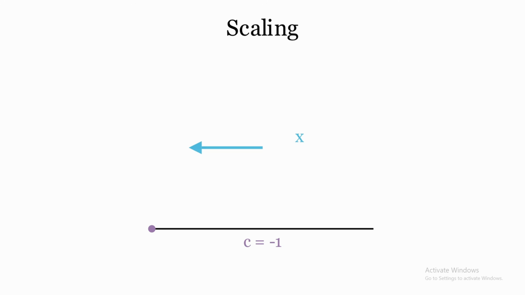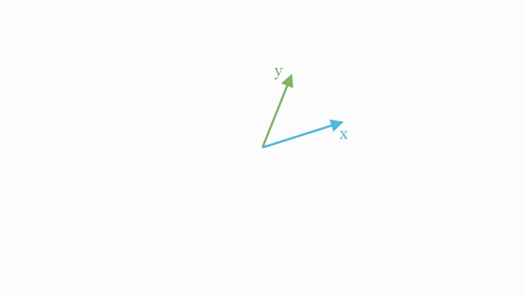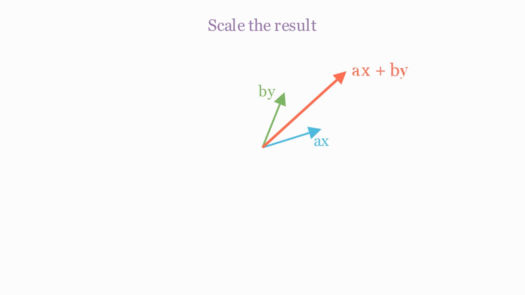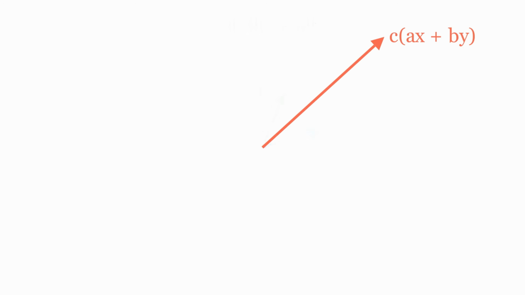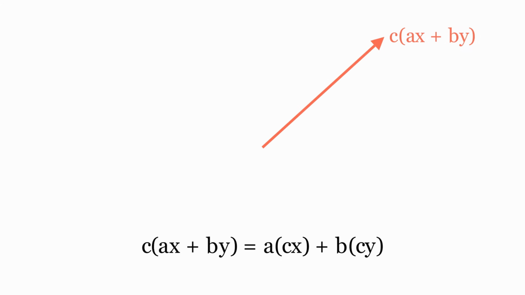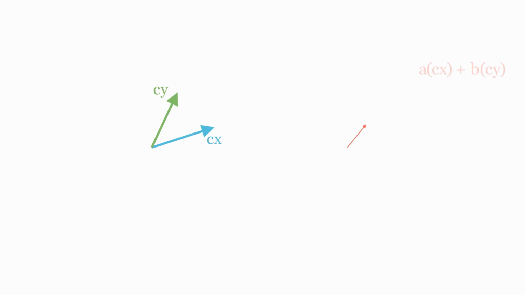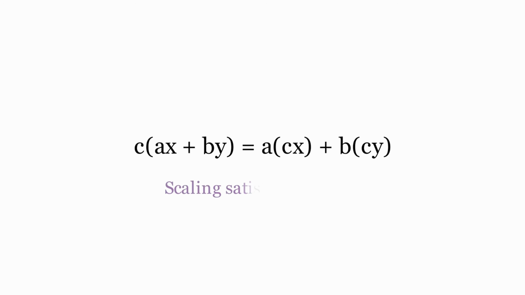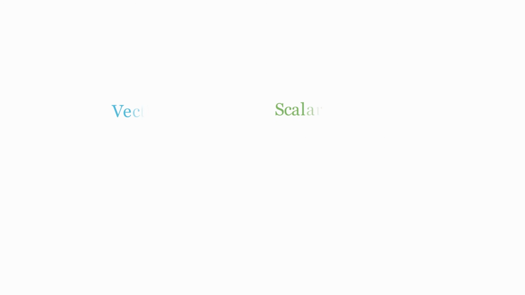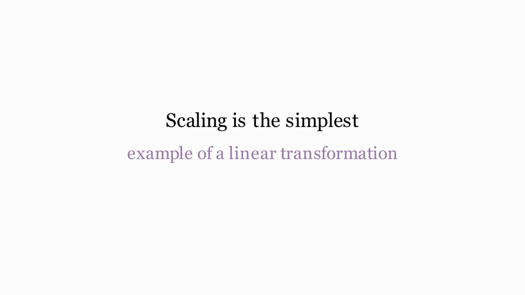Now let's check if scaling is linear. First, combine two vectors ax plus by. Then scale the result using the distributive property. This is exactly the same as scaling each vector first, then combining them. Since scaling preserves vector addition and scalar multiplication, it satisfies the definition of a linear transformation. In fact, scaling is the simplest example of a linear transformation.